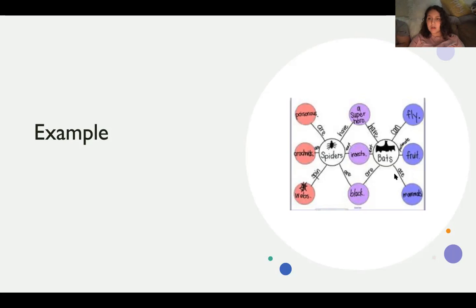that they don't share. So bats can fly. Spiders are poisonous. Spiders are arachnids. Bats eat fruit. Bats are mammals and spiders spin webs. So they don't necessarily have to be differences. They're just kind of facts about one or the other. So that will really stretch your students to where it's not black and white, up and down, but it's more of the characteristics about them individually.